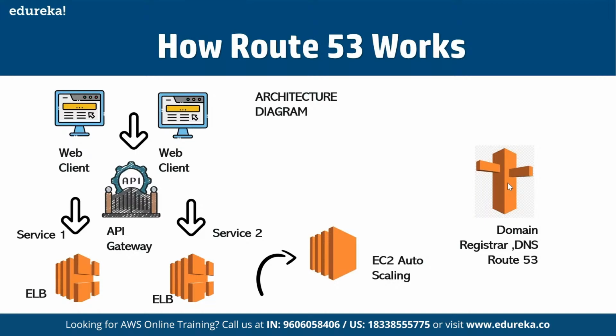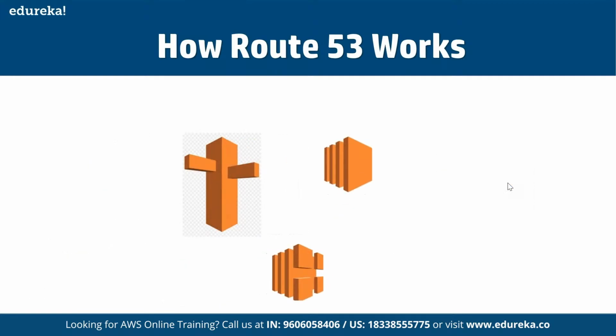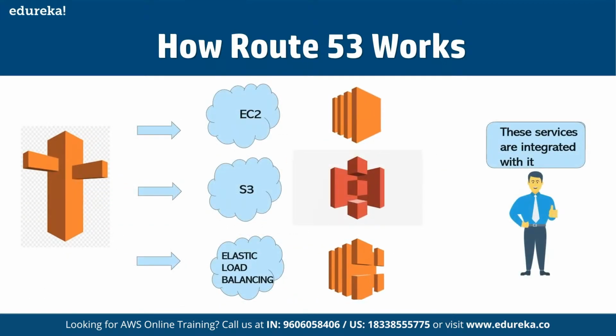Now, if you're not from an AWS background, you will ask, what are these? EC2, S3, load balancing. These are the services, or the facilities or features, available in the cloud, and using these you can do a lot of things. Route 53 is easily integratable with all these things. When I say EC2, it is the compute component. When I say S3, it is the storage component. When I say ELB, or elastic load balancing, it is the load balancing component.